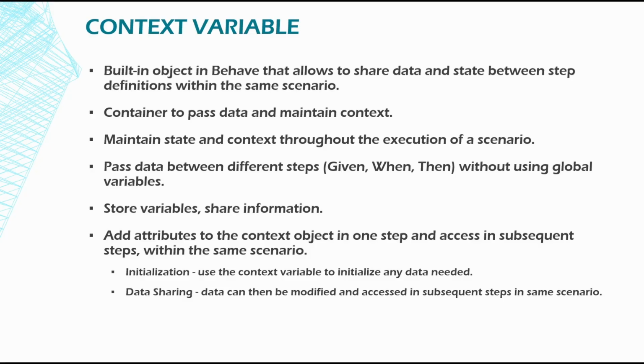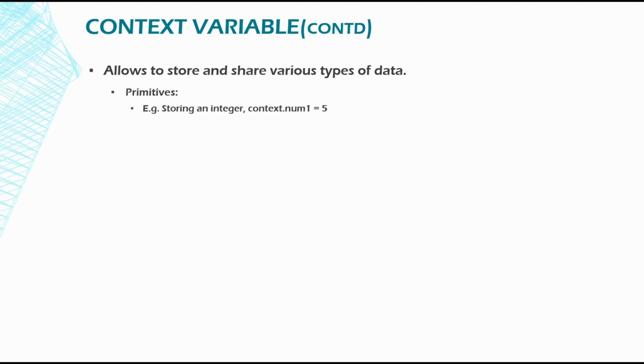Again, this is especially useful when you need to carry information from one step to another and perform actions or make assertions. The context variable, as we know, in behave allows us to store and share various types of data. This data can be primitives. You can store and manipulate primitive data types such as integers, strings, floats, and booleans in the context variables. These values can then be used to represent and manipulate simple data within your test. You can see an example here using primitives, how you can store an integer. You can store it using context.num and then assign that value.